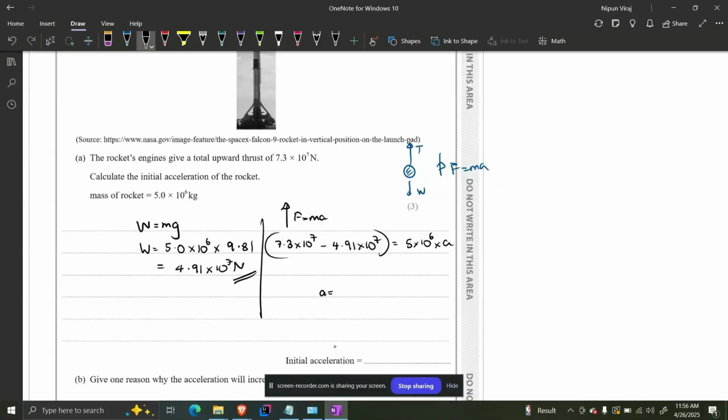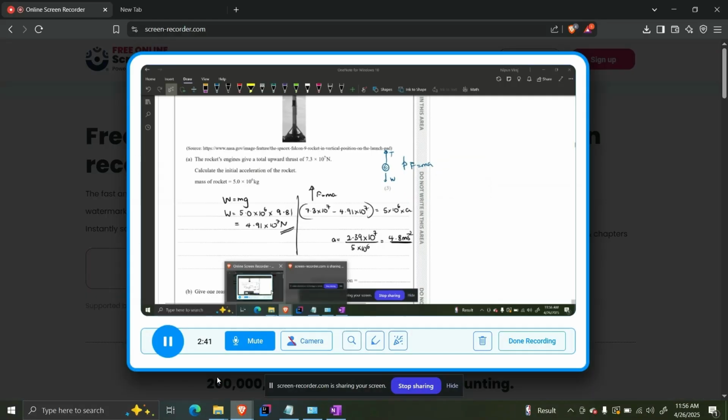Then a, if you calculate, will be 2.39 into 10 to the power 7 divided by 5 into 10 to the power 6. So that is equal to 4.8 m s to the power minus 2. So that will be the answer. Okay. So that is the final answer.